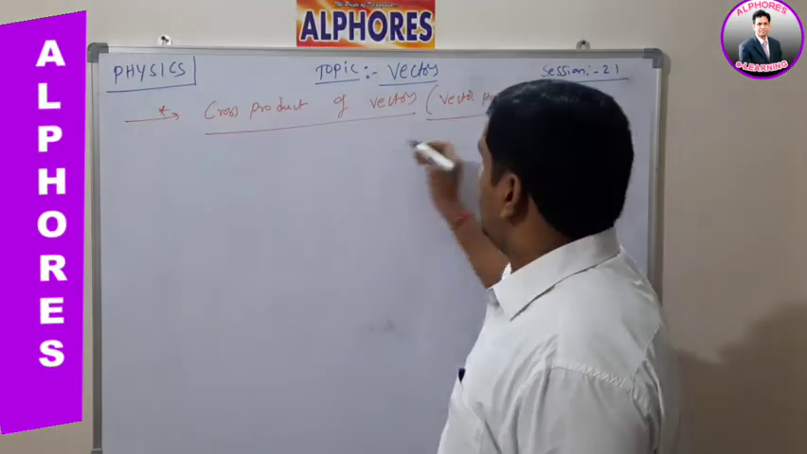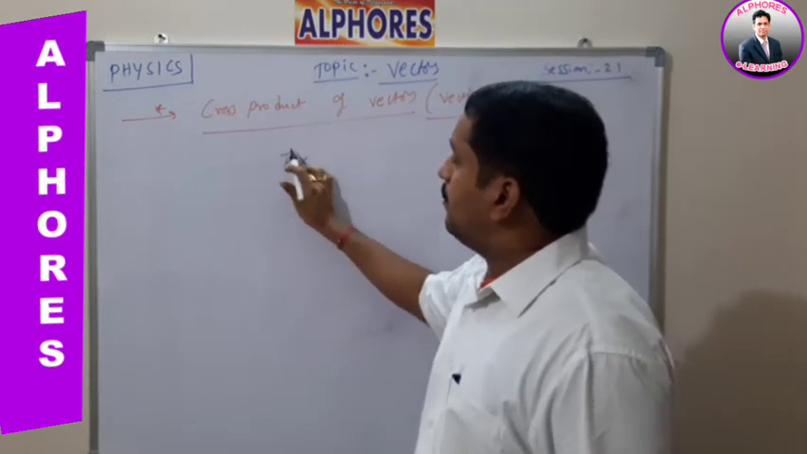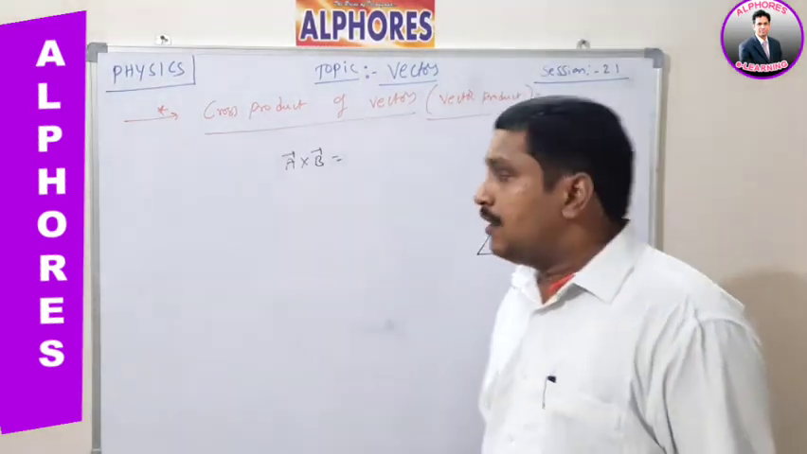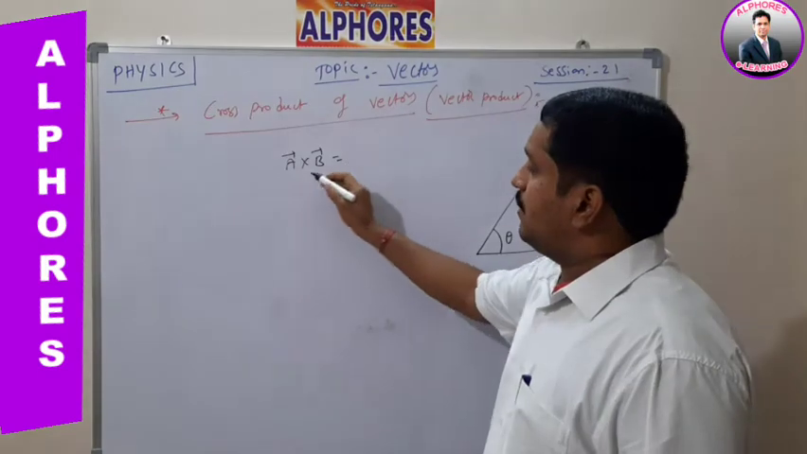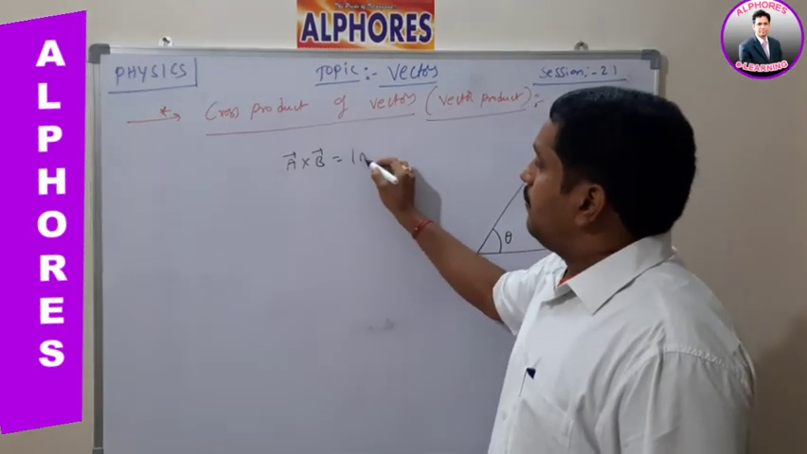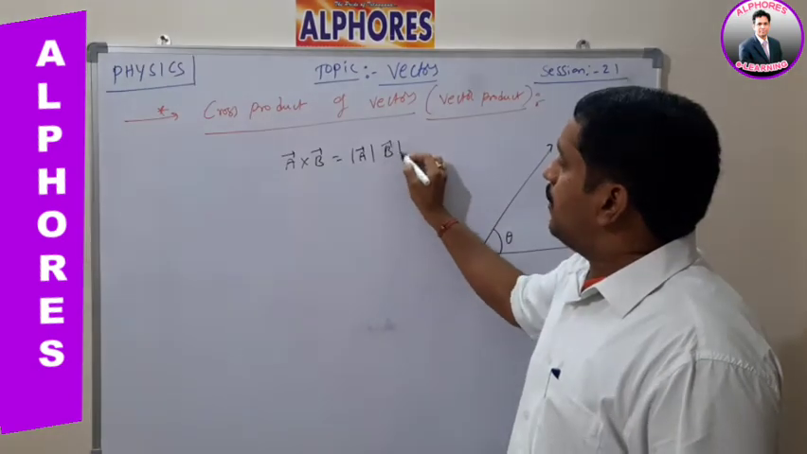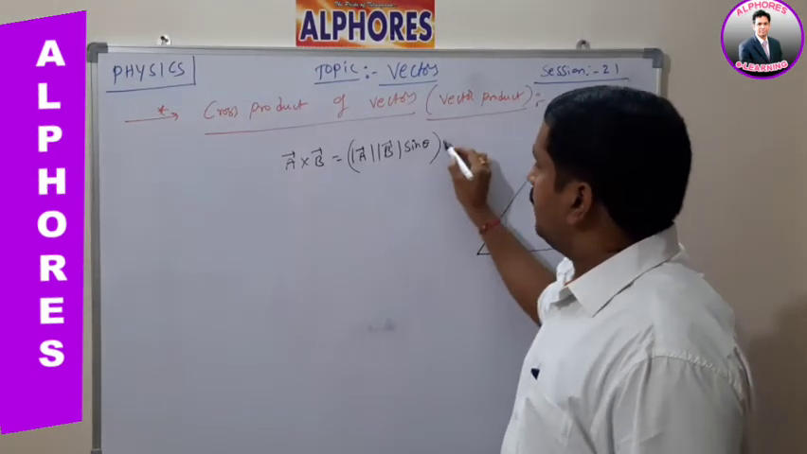Now it is represented by the cross symbol, which means the cross product of two vectors A bar and B bar can be denoted by A bar cross B bar. Listen carefully, as per the definition, it is defined as the product of magnitude of A bar and magnitude of B bar and sine of the angle between them, into n cap.